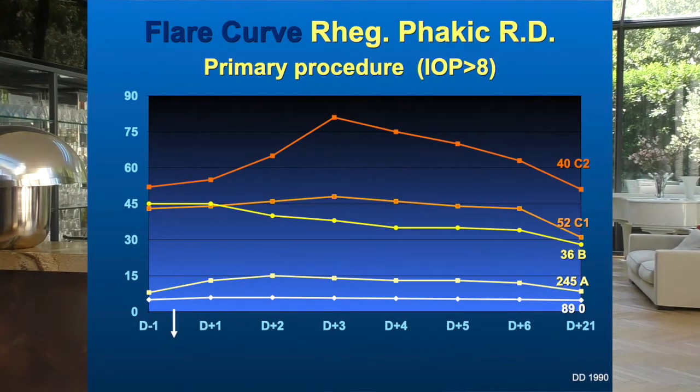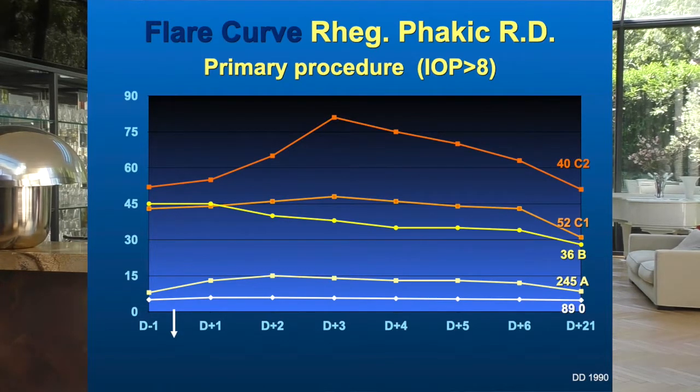The curve also depends on the PVR level. Here is a series of phakic eye with primary intention with a pressure higher than 8. The detachment on stage 0 do not show increased figures compared to normal. Stage A detachment are twice compared to normal, and stage B and C1 detachment show figures 5 times higher.